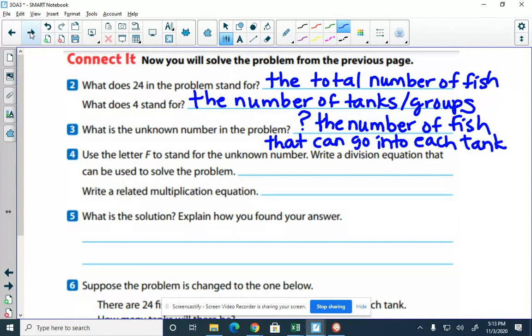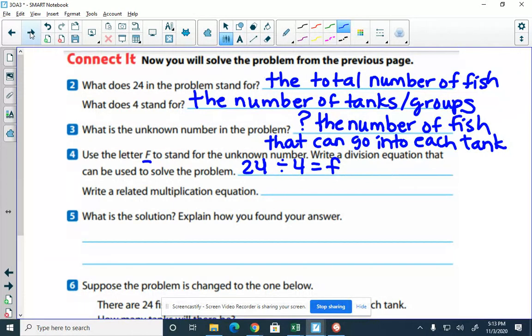So if we use the letter F to stand for the unknown instead of a question mark this time, we can write a division equation that can be used to solve the problem. Our total 24 fish put into 4 groups will give us how many fish in each group.